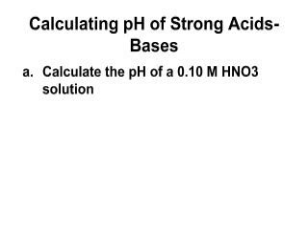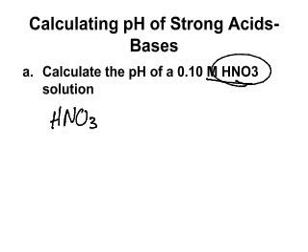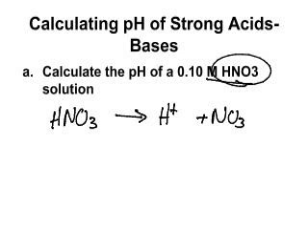So what we're trying to do is find what is the pH when you have a nitric acid solution. Now, what do you know about nitric acid? It's a strong acid. So if I had a strong acid, that's like HNO3, and it completely dissociates into H+ and nitrate. So this arrow right here is in one direction.